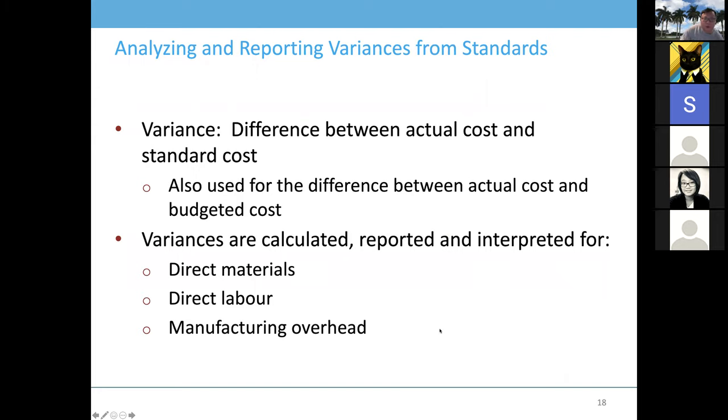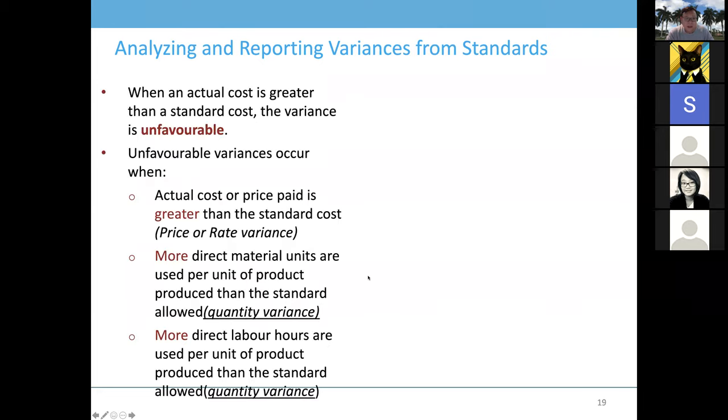So analyzing these variances. The whole purpose of having the standard is for comparison. Once you have the actual numbers, you compare them to the standard, and you want to analyze and report the variance. Again, for direct materials, labor and overhead, you should calculate the variance, report the variance, and also interpret the variance. So let's take a look at the different variances.